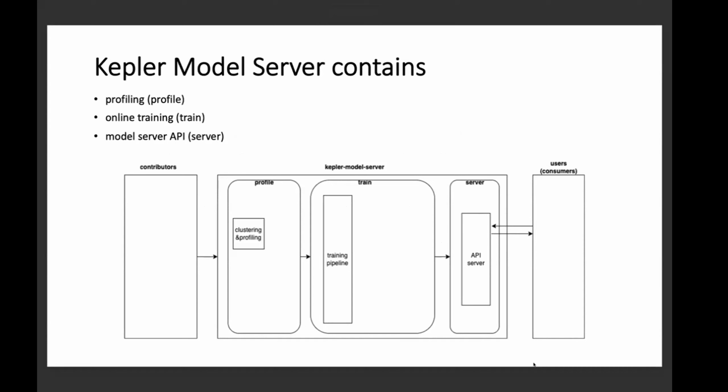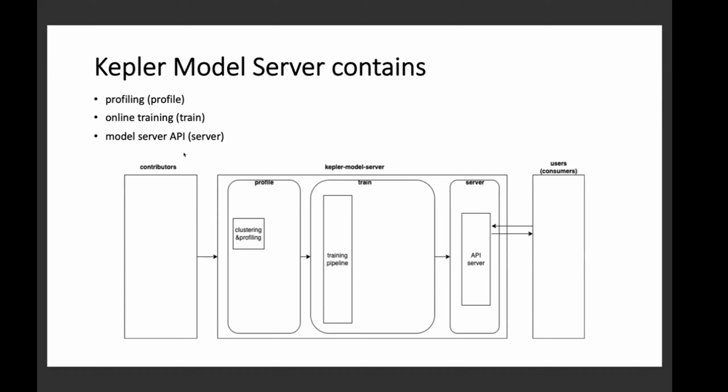Currently the Kepler model server has just been redesigned. Previously we had the online training and the model server API, but I just added another component called profiling for the profile server to support server clustering and some isolation. I'll explain that later. Anyway, the Kepler model server now contains 3 components: profile, train, and the server. And the whole design looks like this.